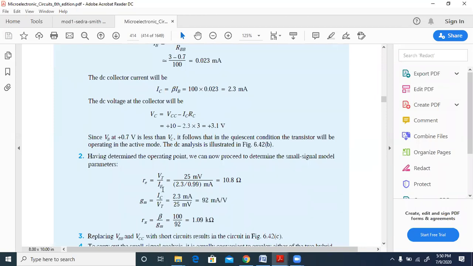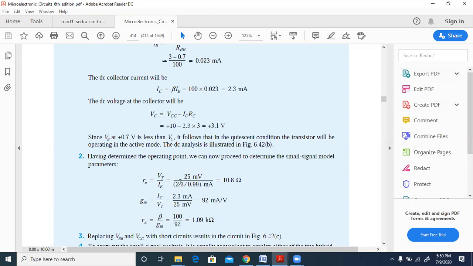RE is VT by IE. We know IC. IC we have found out here as 2.3 milliamperes. So we can find IE. IE is nothing but IC plus IB. IC is this, IB is this. I think it is better to add these two quantities, 2.3 and 0.023. That will give us 2.323, and that will be the value in the denominator.